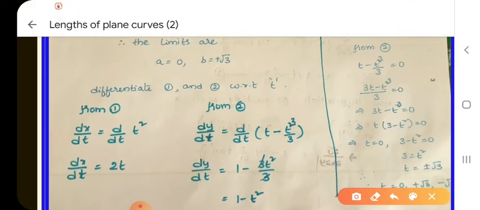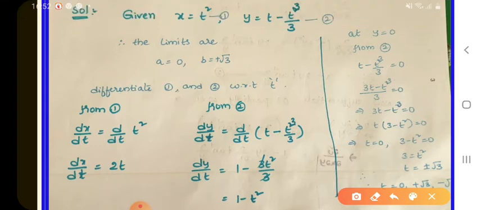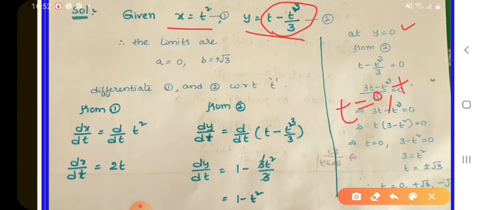Okay. See here, what is the function? x equals t square and y equals t minus t cube by 3. Here we take y equals 0. Substitute y equals 0 in equation 2. We find the value of t. The values of t are 0, plus root 3 and minus root 3. That means 0 is the middle number, plus root 3 is on the right side and minus root 3 on the left side.